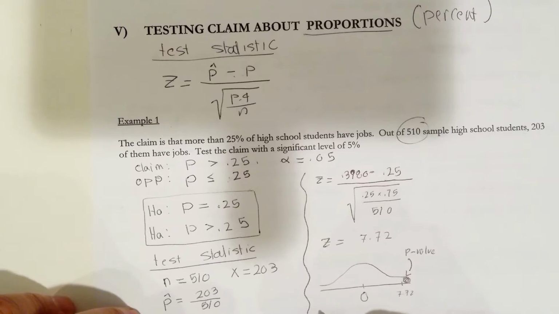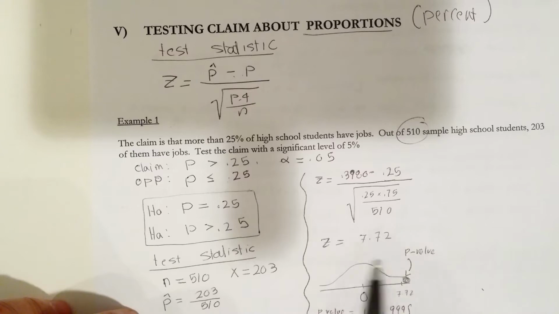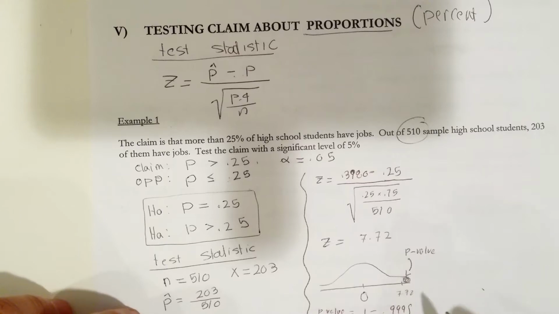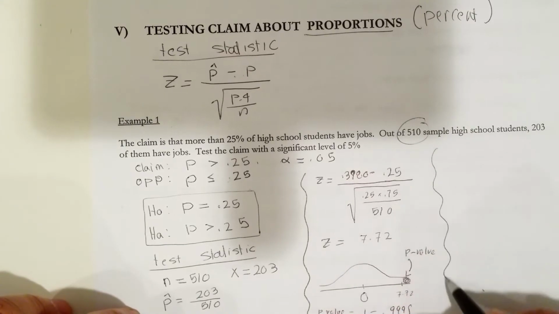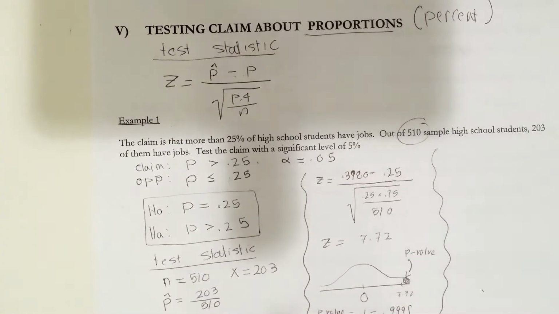So your p-value is equal to 1 minus 0.9999. Because like I said, if you look up 7.72 in the z-score table, you're going to get 0.9999, but you're looking for the p-value, which is the area to the right, so you have to subtract that from 1, ending up at 0.0001. Okay? So that's your p-value, and then you found the p-value.